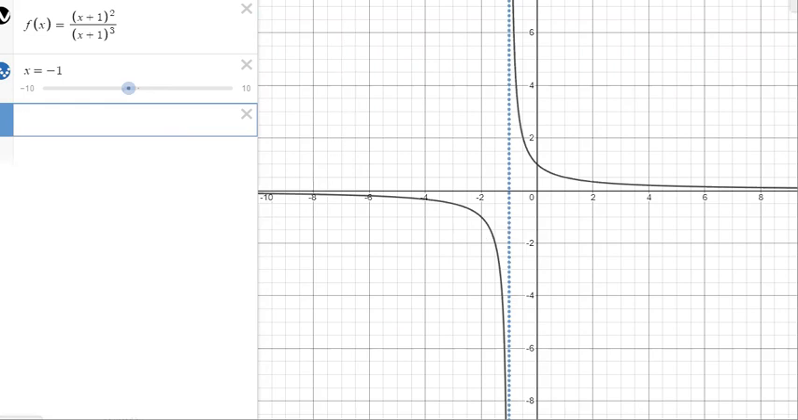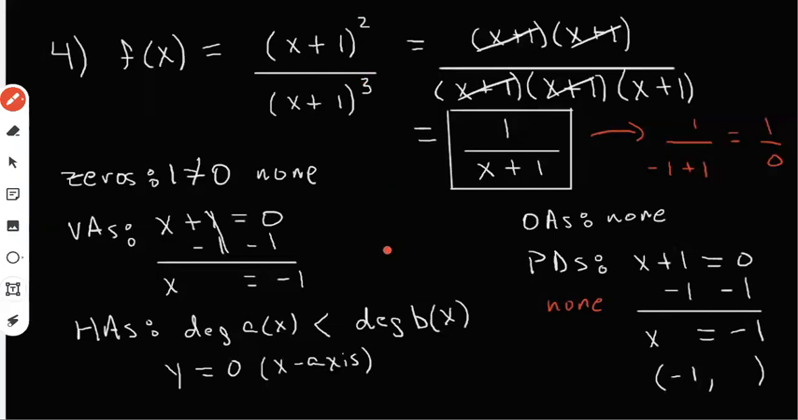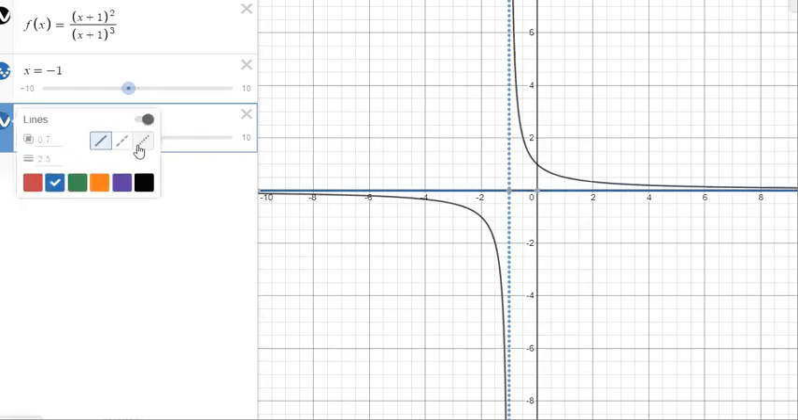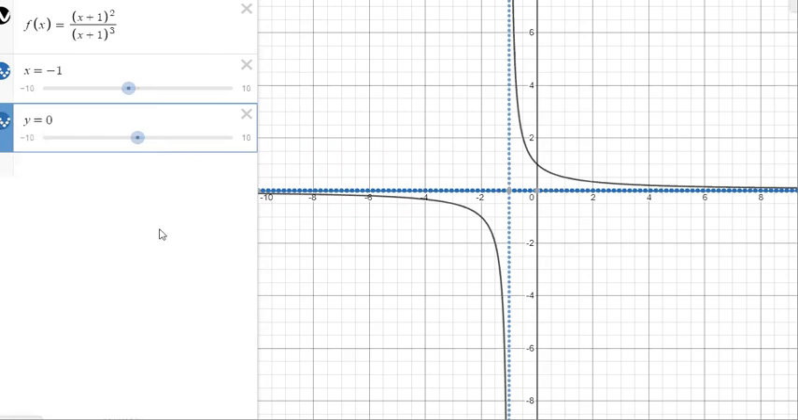Let's take a look at our horizontal asymptotes. We know that our horizontal asymptote is going to be y equals 0, the x-axis. So I'm going to graph y equals 0. I'm going to change it to a blue dotted line. Good. That is our horizontal asymptote. The graph is never going to cross that.